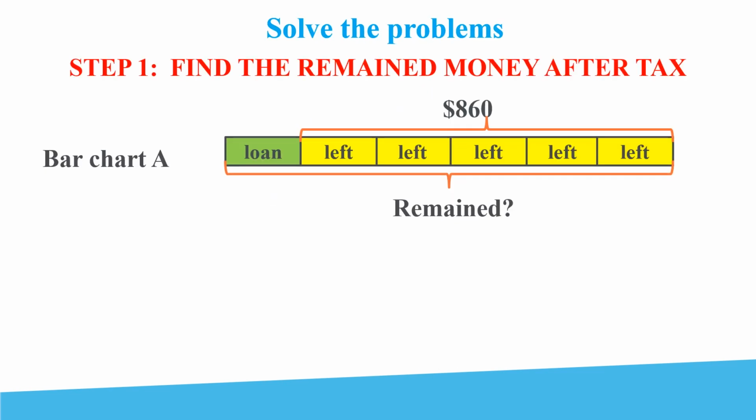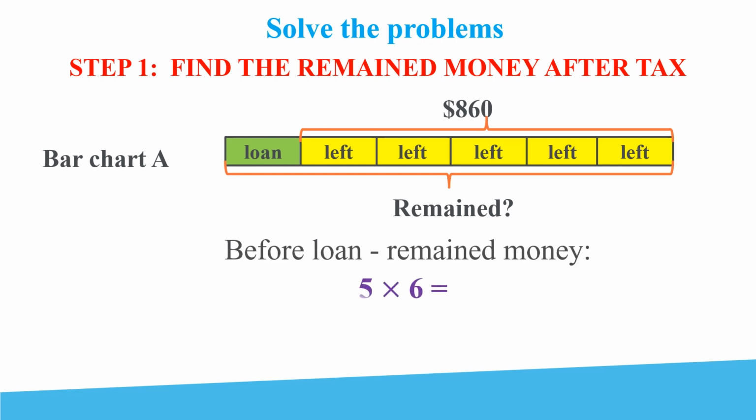So the first thing that we do, we need to divide 860 and find out how much is 1 box. What's the amount of 1 box? So what do we do? 860 divided by 5. This is how we find out the amount of 1 box. And that one we are going to multiply with 6 boxes.